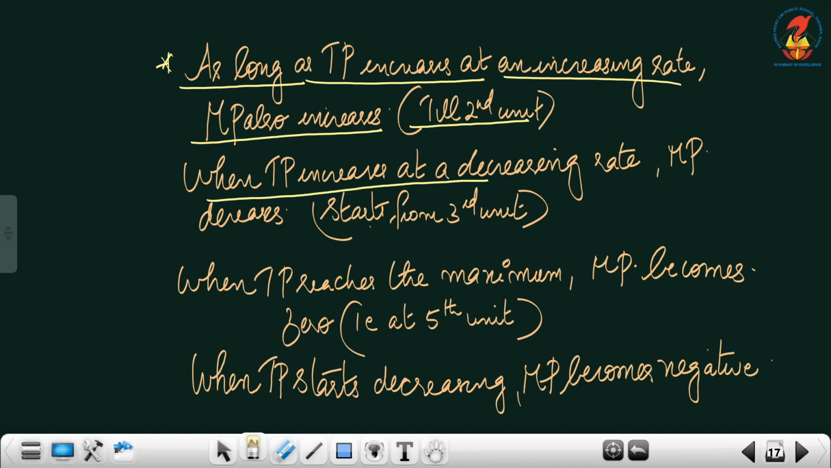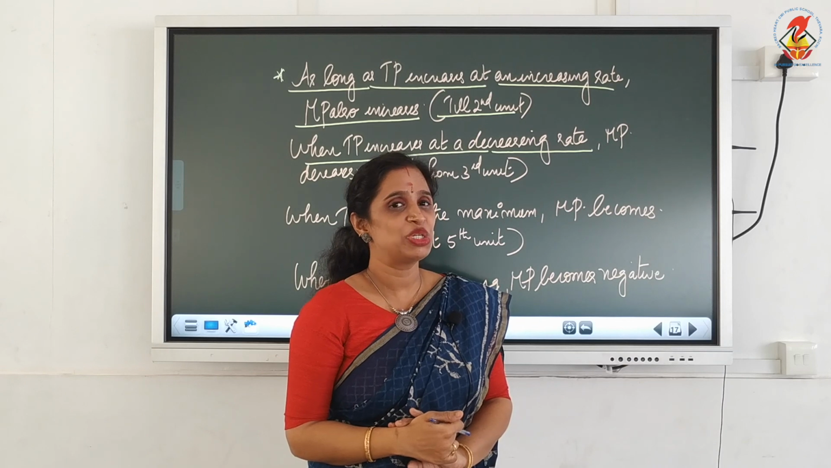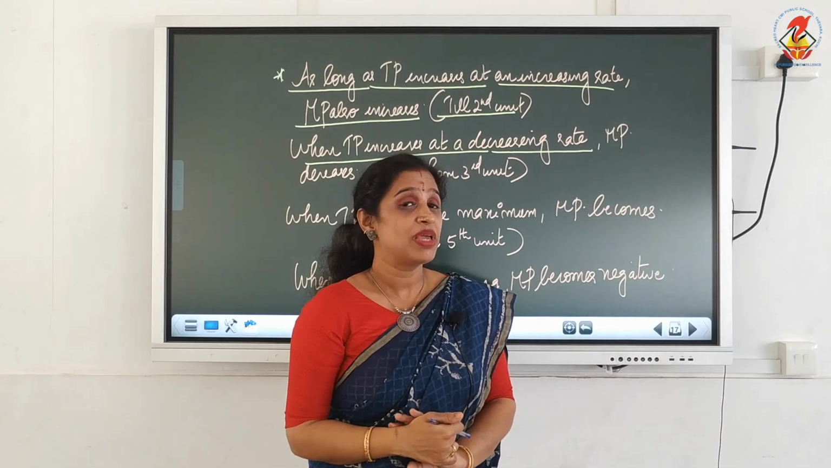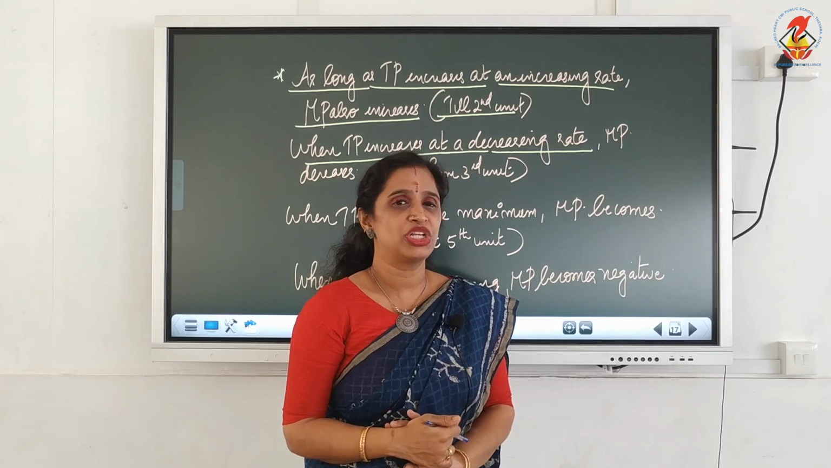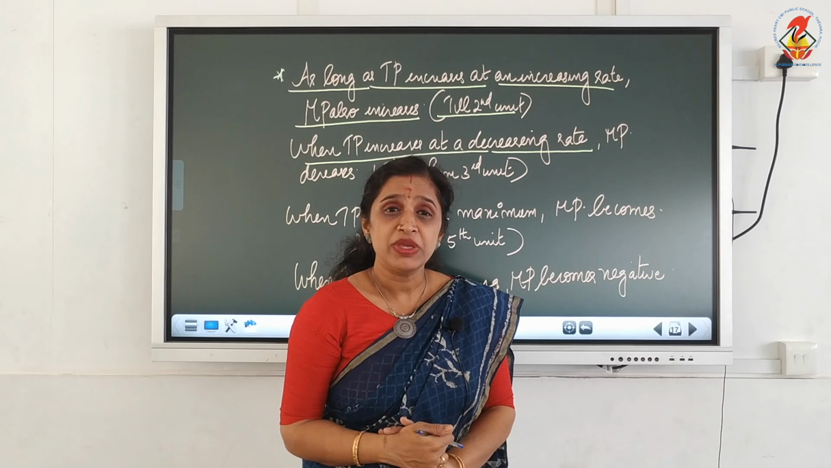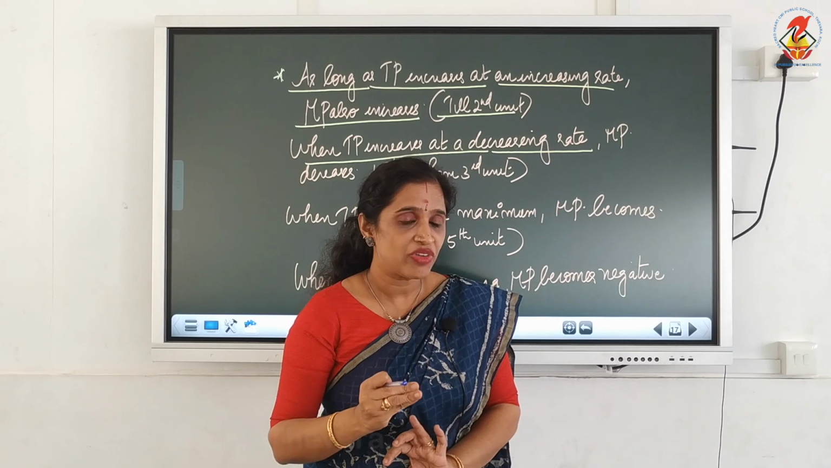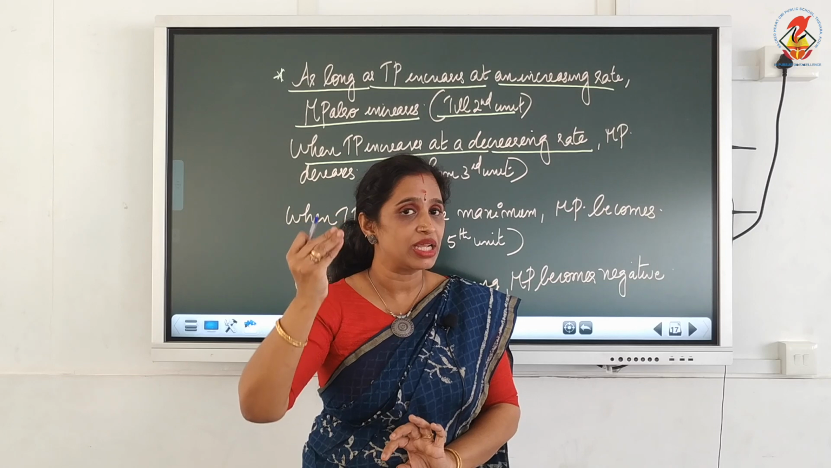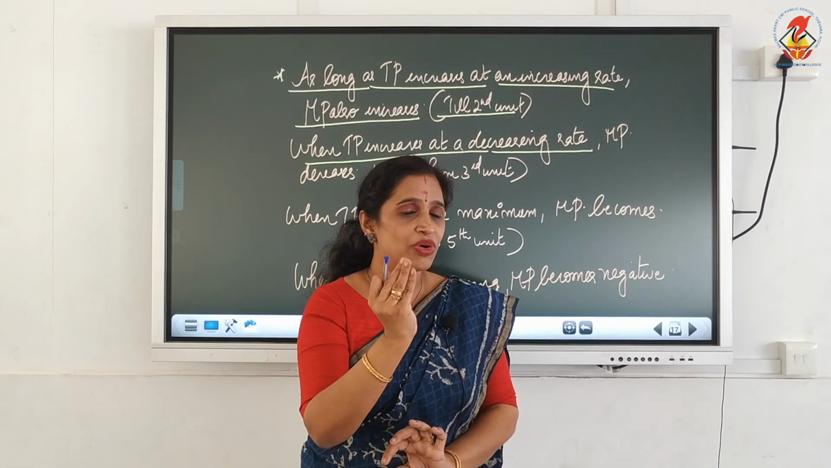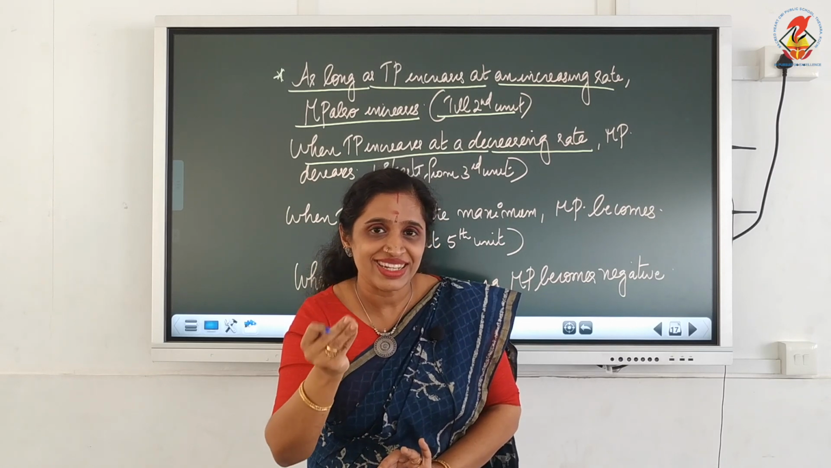When TP increases at a decreasing rate, why is TP increasing at a decreasing rate? What is the reason behind that? Because you know the relationship between TP and MP. TP mainly depends on MP, because MP is the addition to the total productivity. Now, how will MP behave? In each and every stage, MP will start declining because more and more variable factors are added to the fixed factor. So, when the value of the MP declines, addition to the total productivity also will be in that way. Therefore, total productivity will start increasing only at a decreasing rate.